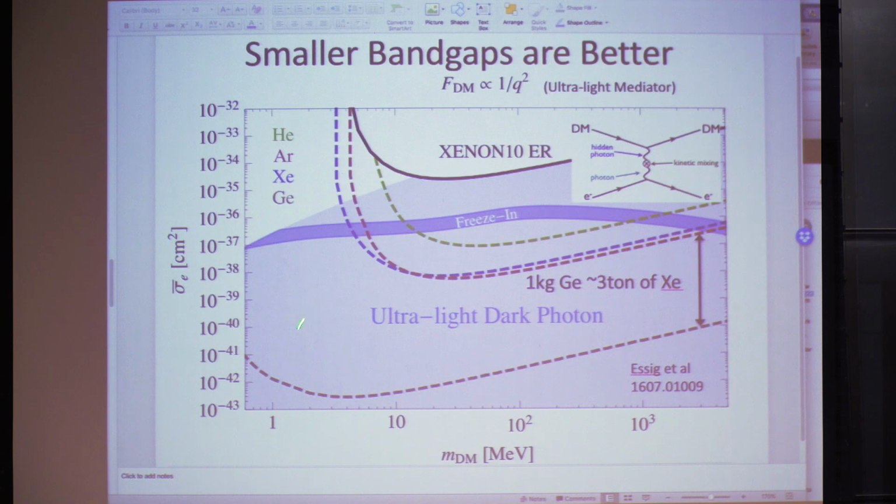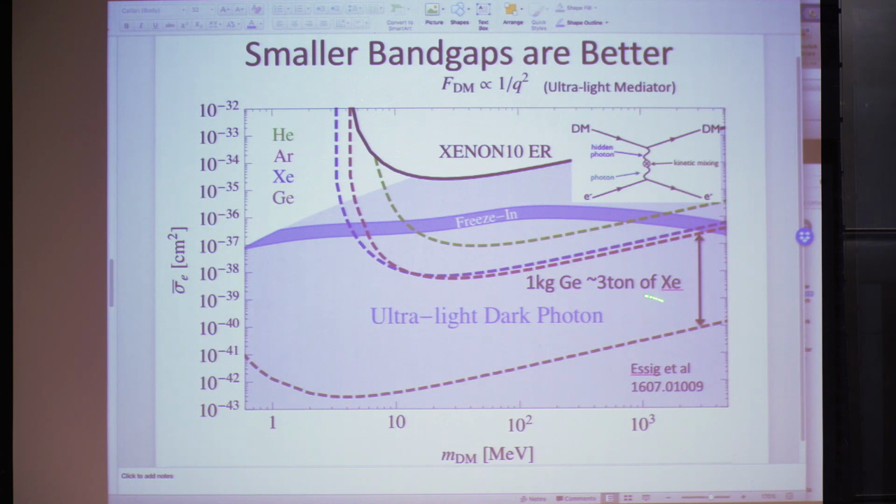And what we see is that the semiconductor band gap allows us to go to much lower dark matter masses with inelastic electron recoils. So you get huge improvements in this range. But you also get a change here. The lower the band gap, by far the bigger the scattering rate. And it's something like a factor of 3,000 between germanium and xenon.